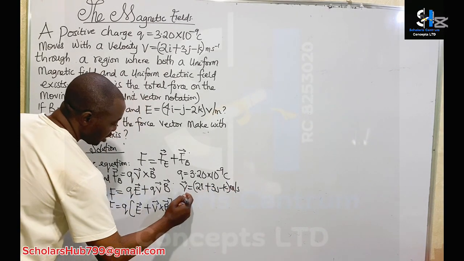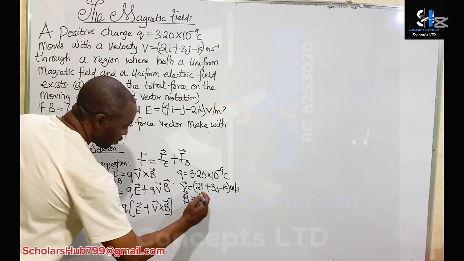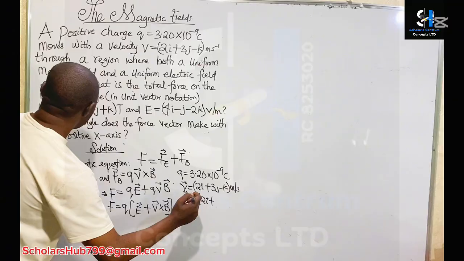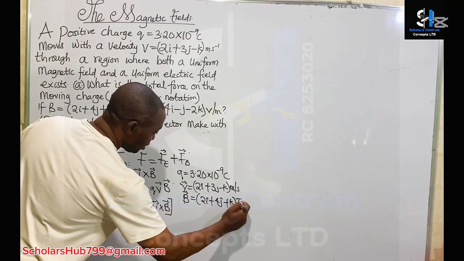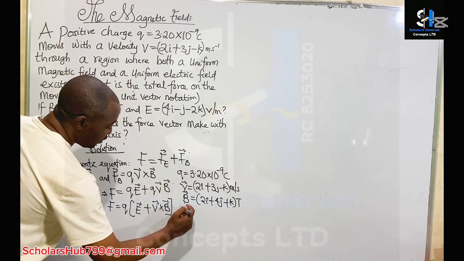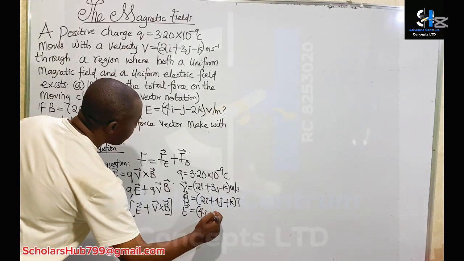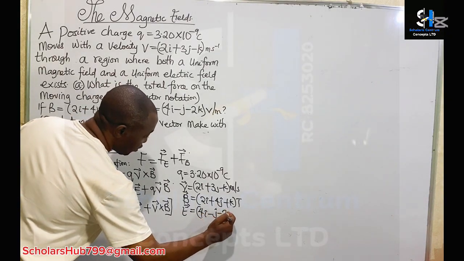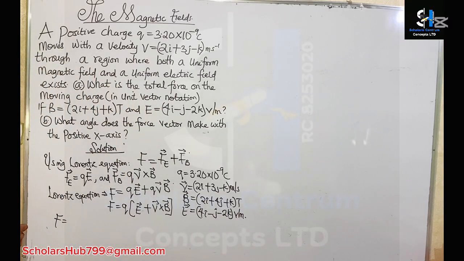in meters per second. Then we're also given the magnetic field vector. The magnetic field vector is 2i plus 4j plus k. The unit is the Tesla. Also, we are given the electric field vector. The electric field vector is given to be 4i minus j minus 2k, and this is in volts per meter. So we are going to plug in these values into this equation.